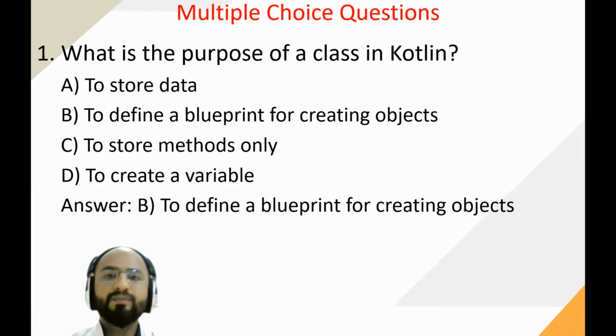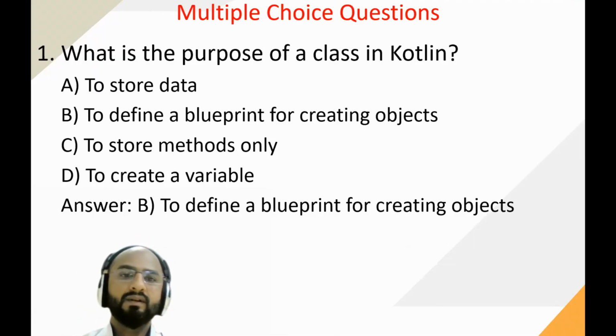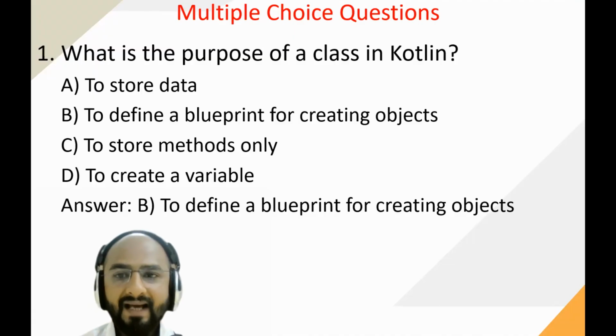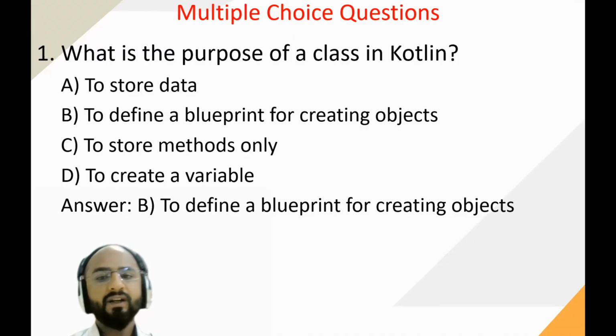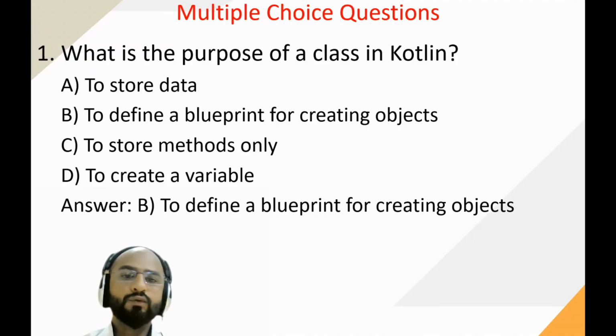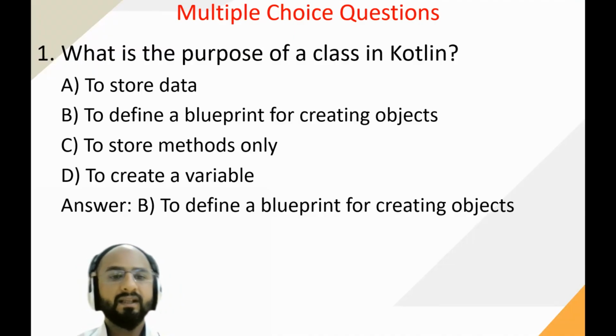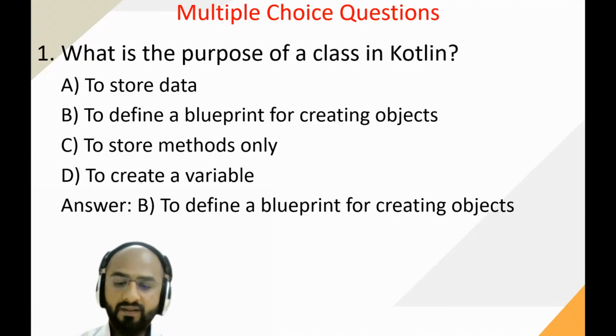Now let's have some MCQ questions. What is the purpose of a class in Kotlin? So what is the main purpose of the class in Kotlin? A, it is used to store the data. B, it is used to define the blueprint for creating objects. C, it is used to store the methods only. Or D, it is used to create a variable. So the right answer is B. The class is used to define the blueprint for creating the object.